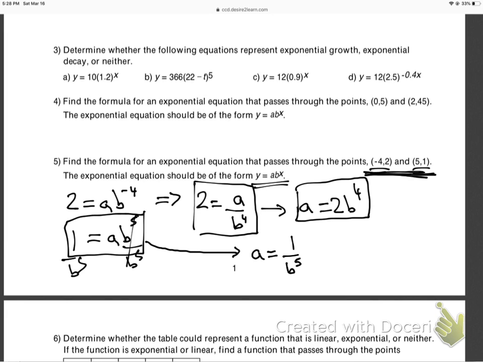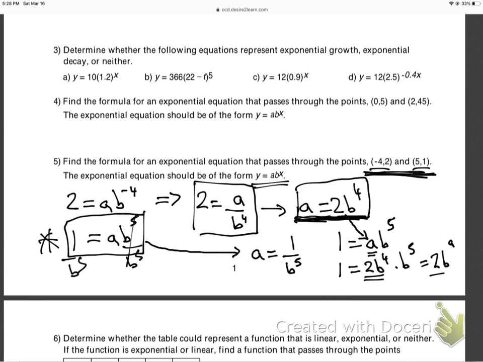So, if I go back to one of these, this original equation, I had 1 equals ab to the 5. But if I plug in 2b to the 4, replacing a, because this is telling me that a equals 2b to the 4, I will have this. 1 equals 2b to the 4 times b to the 5. Can you see? I just replaced the a with 2b to the 4. So this will give me 2b to the 9, okay? This part here. Remember you just add exponents. So 2b to the 4 times b to the 5 is 2b to the 9.